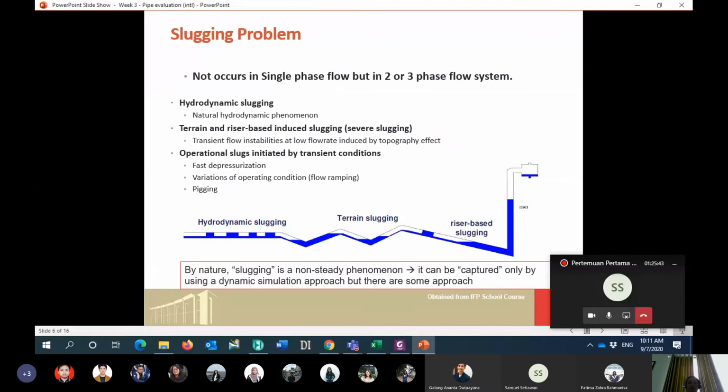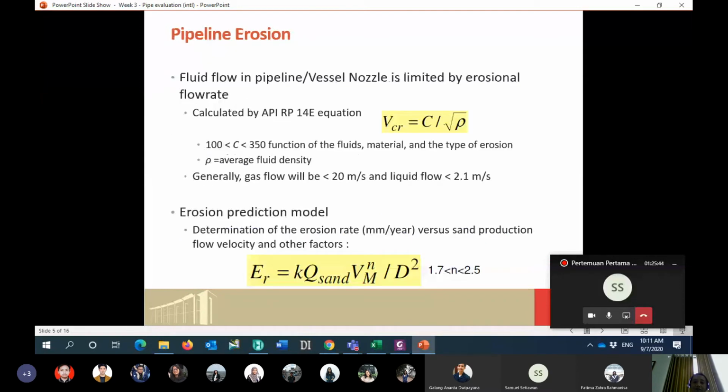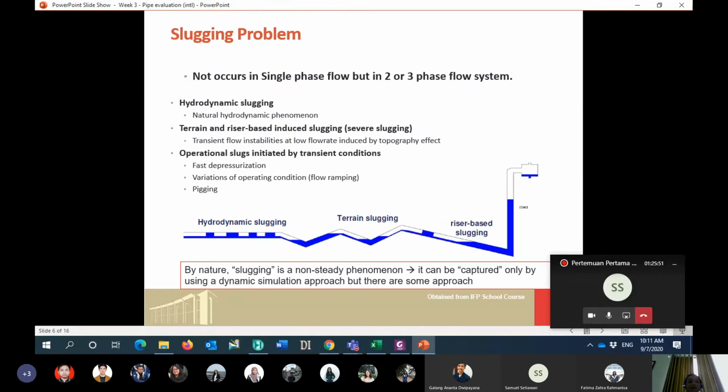That one is the first parameter that we would like to evaluate, which is the diameter. And then the second one is about slugging. Slugging only occurs in 2 or 3 phase flow systems. It will not occur in single phase.